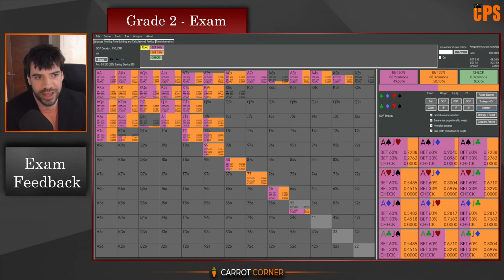As we know, range advantage and nut advantage, you can replace nut advantage with relative polarization if you prefer, they're kind of the same thing for this purpose, are the main factors that dictate the elements of the strategy, which are going to be frequency and sizing respectively.